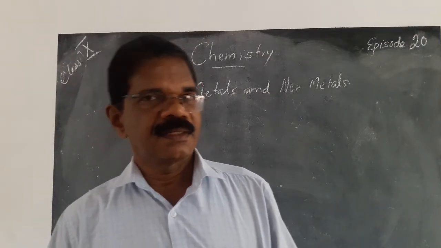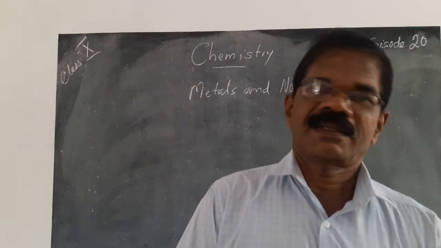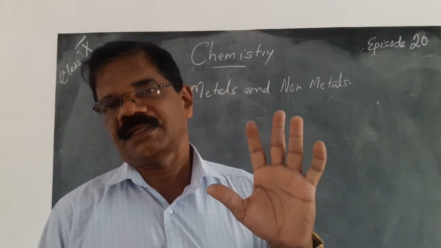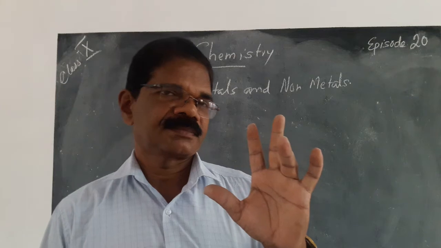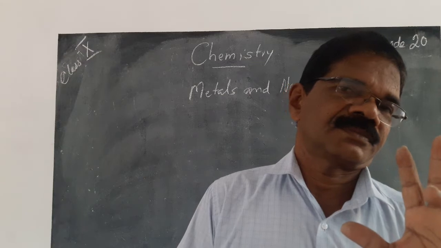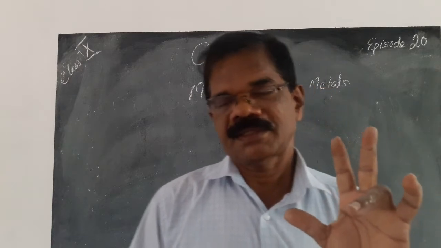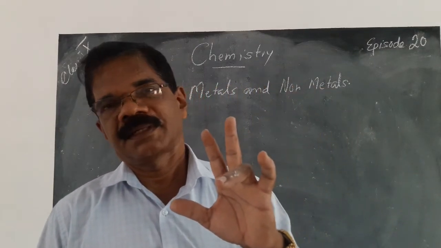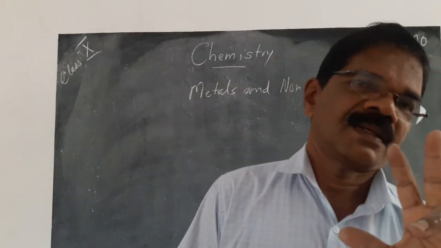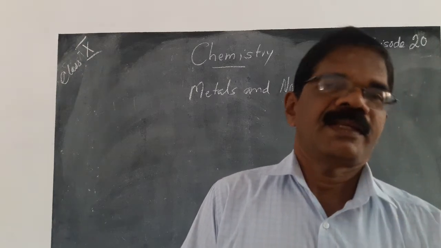For example, the second period, first element lithium is a pure metal, atomic number 3. Next, beryllium. Then came the 13th group, boron. What kind of an element is boron? Boron is a metalloid. Then came carbon, then nitrogen, oxygen, fluorine, and neon.